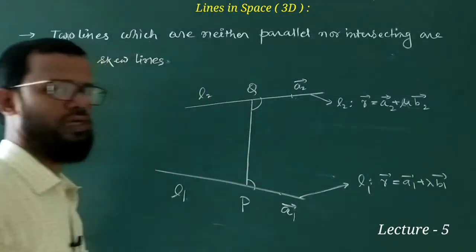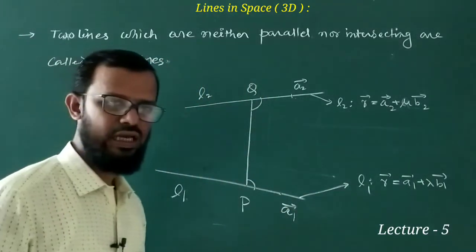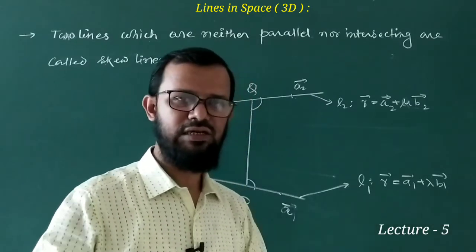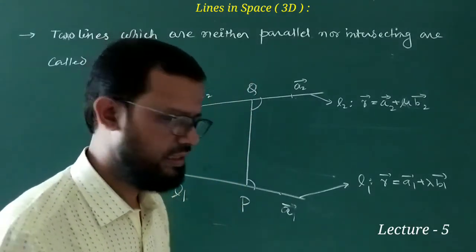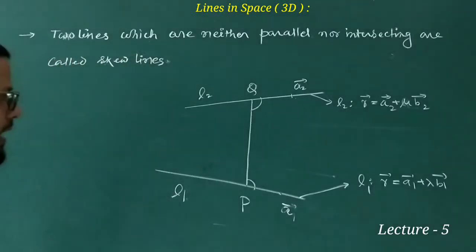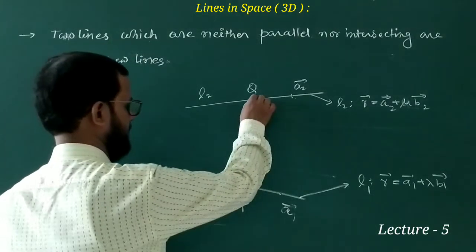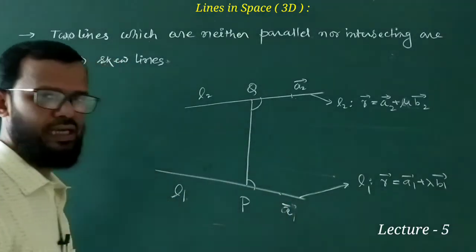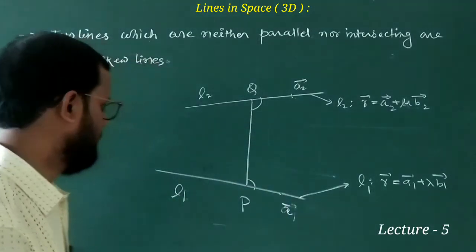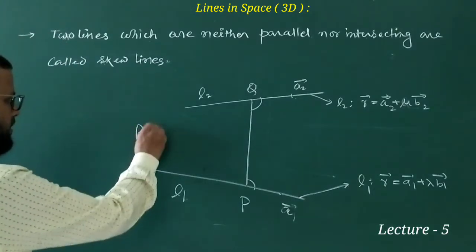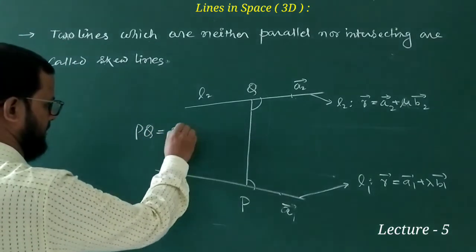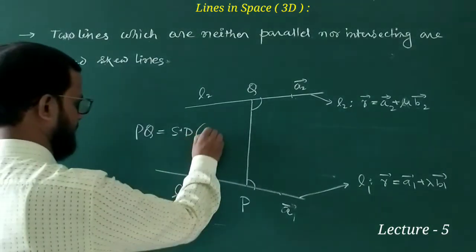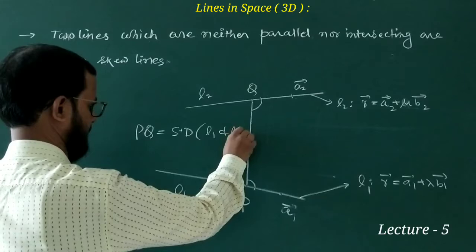These are the two lines in space, and both the lines are skew lines, and both the lines lie in different planes. They are not intersecting, they are not parallel. And this PQ is perpendicular to L1 as well as L2, and that PQ is called the shortest distance, in short SD, between L1 and L2.